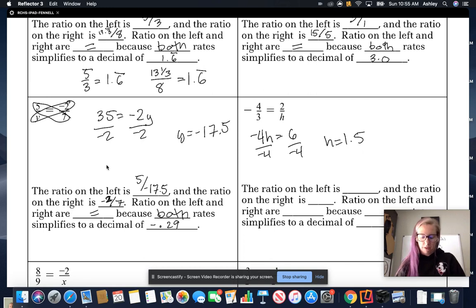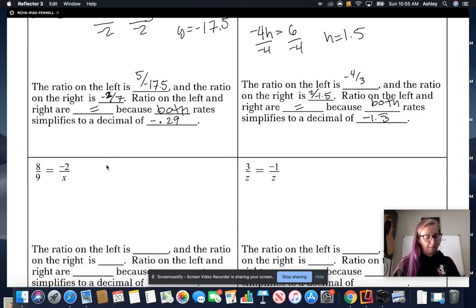So the ratio on the left is negative 4 over 3. The ratio on the right is 2 over negative 1.5. The ratio on the left and the ratio on the right are equal because both rates simplify to a decimal of negative 1.3 repeating. Again, double check that. Divide negative 4 by 3, divide 2 by negative 1.5. Double check that those are in fact equal.